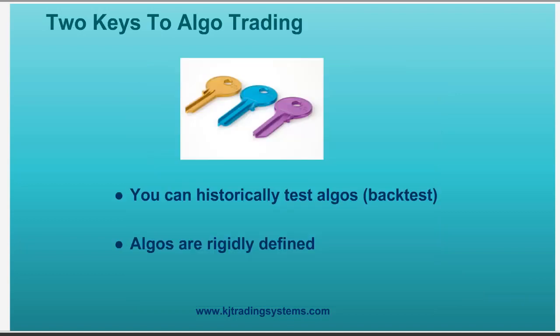But the real keys in being successful with algo trading is you can historically backtest them, and the algos are rigidly defined. Once you set up the rules and put them in TradeStation, for example, you get what you get. You're not going to have any discretion. And those turn out to be pretty key things to algo trading.